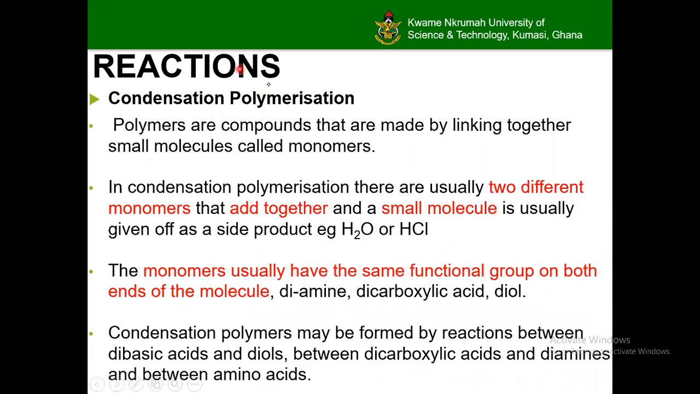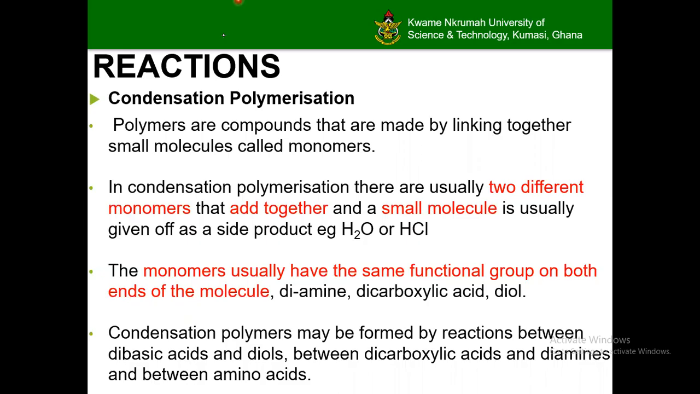Very simple. Good. Now we have come to condensation polymerization. So we are asking ourselves, what is condensation polymerization? Polymers are compounds that are made up by linking together small molecules called monomers, right? Now, in condensation polymerization, two different monomers come together, so they are added together. So we are adding smaller monomers to form larger compounds, right? And then there's a loss of another small molecule. So that is condensation polymerization.